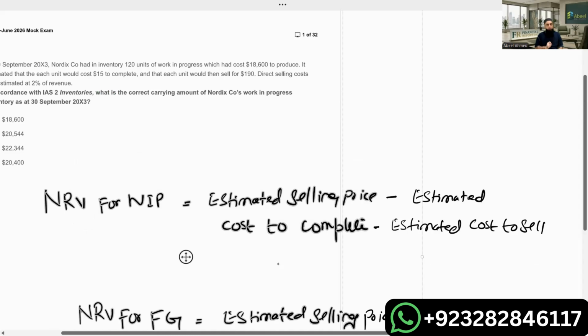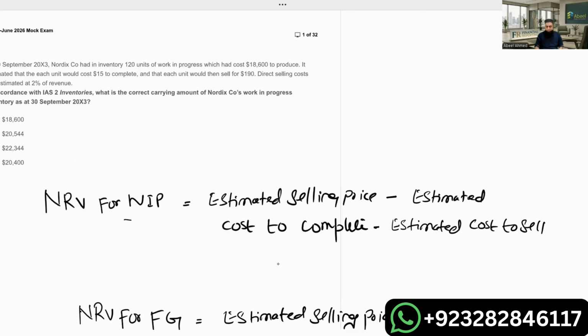NRV of work in progress is equal to estimated selling price minus estimated cost to complete, because we are calculating the net realizable value of work in progress, which is a semi-finished good. So we have to incur more cost to complete it. That is why from the estimated selling price we deduct the estimated cost to complete. And then we will deduct the estimated cost to sell as well. I'll be explaining this also. Don't worry at all. What do we mean by estimated cost to sell?